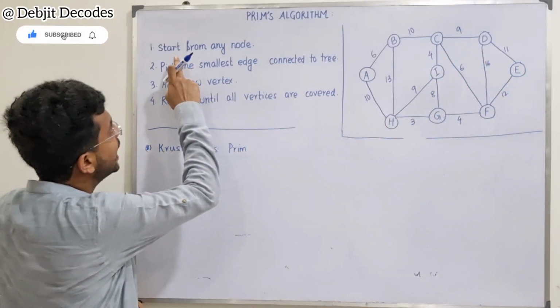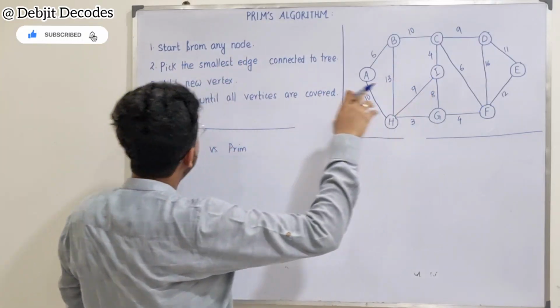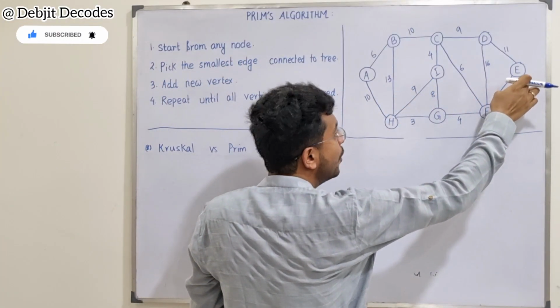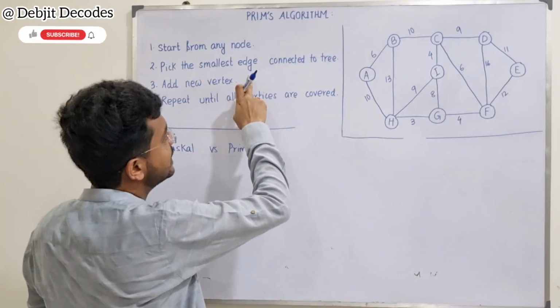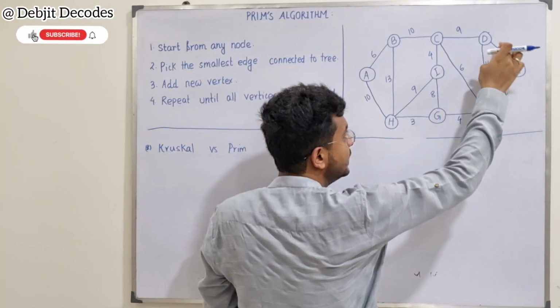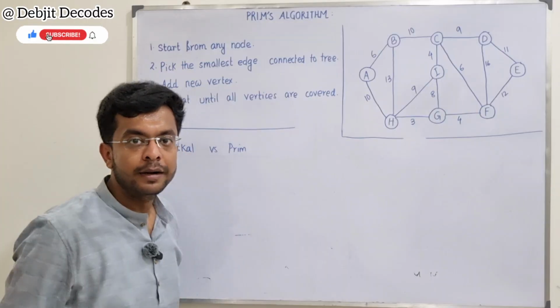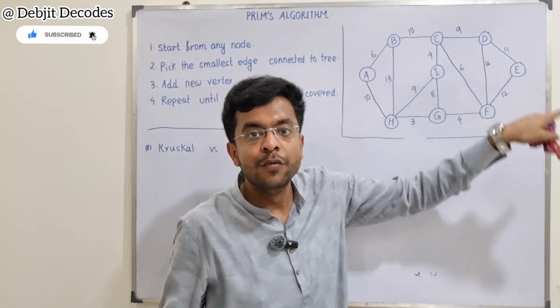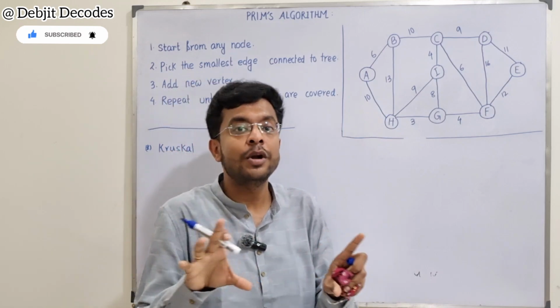So we can start with E and we can simply take this edge, because it is saying start from any node and pick the smallest edge connected to the tree. So if this node is selected, what will we do next? We will be taking the smallest edge. What is the smallest edge connected to E? This one, DE. Then add a new vertex. So we have now DE, suppose.